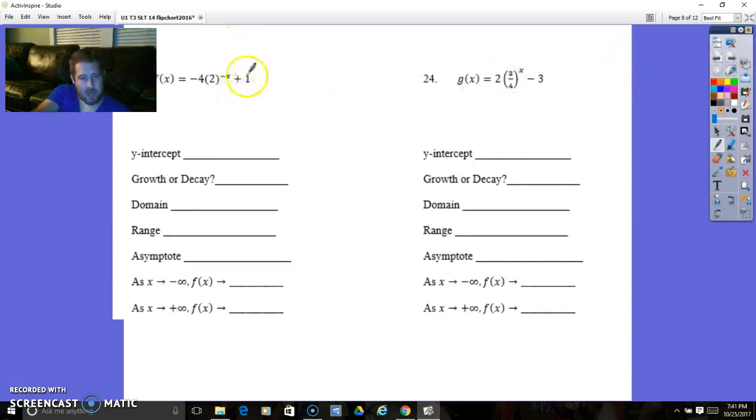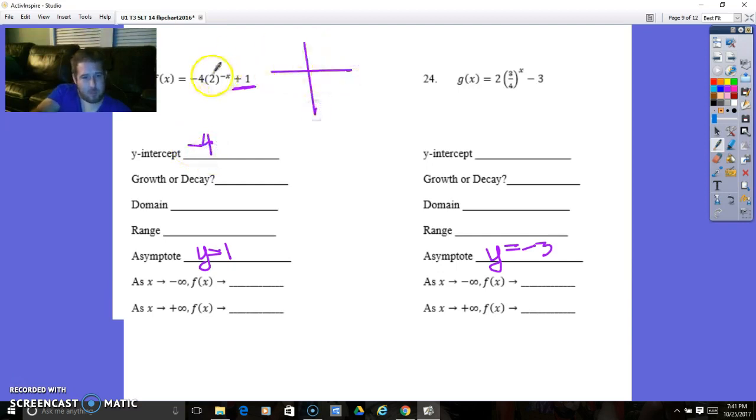Now I want to get to a question that actually has an asymptote. This has an asymptote of 1. And I know it's an asymptote of 1 because there it is. This one has an asymptote of -3. So that's going to change some of these answers. This also has a y-intercept of -4.